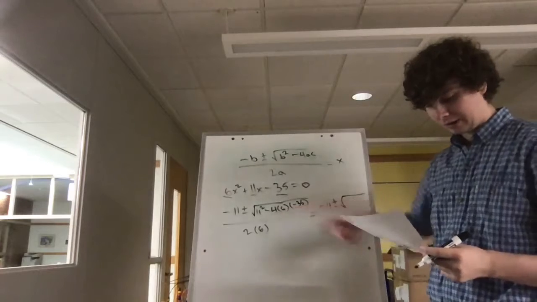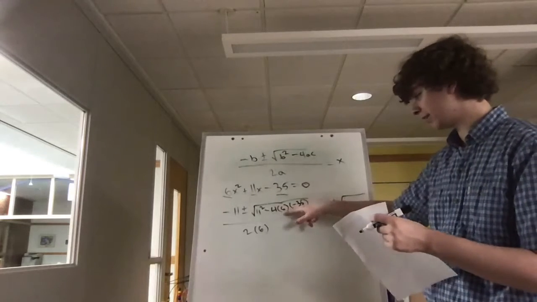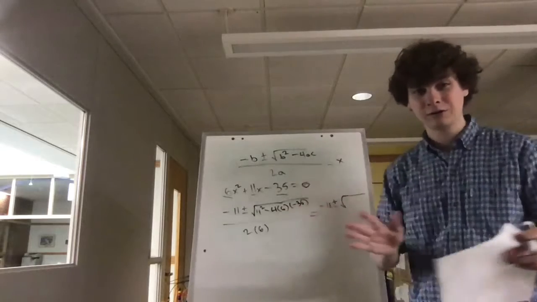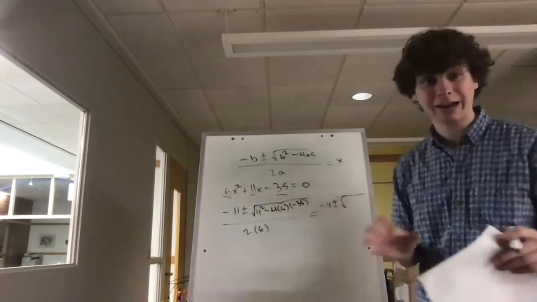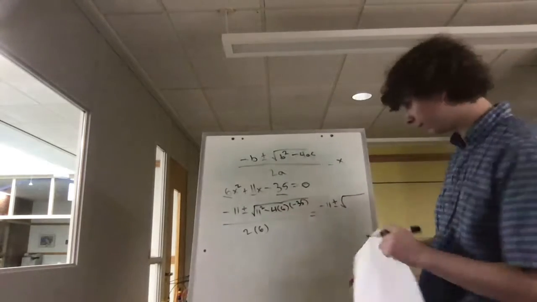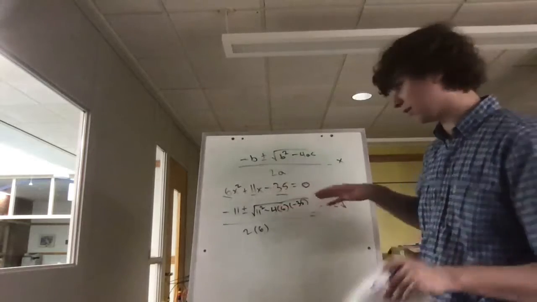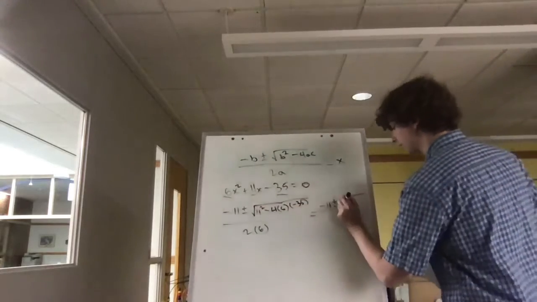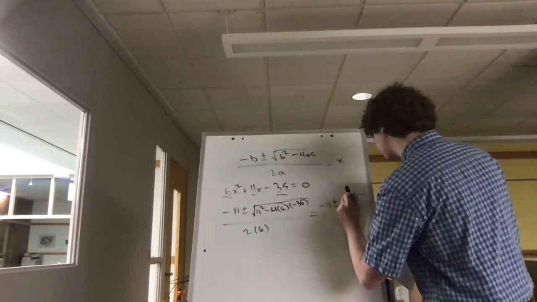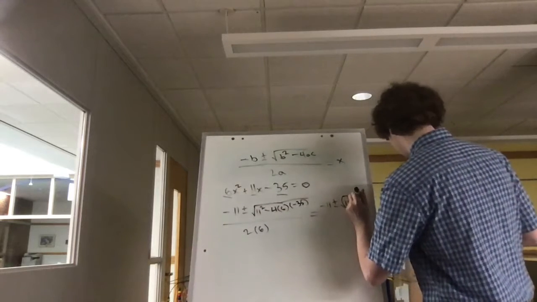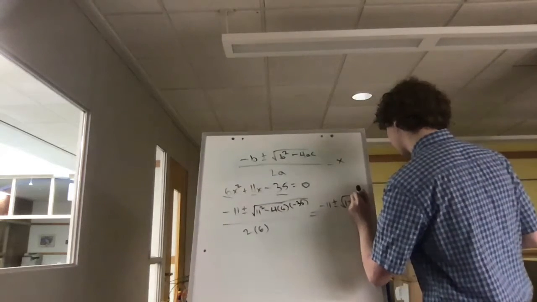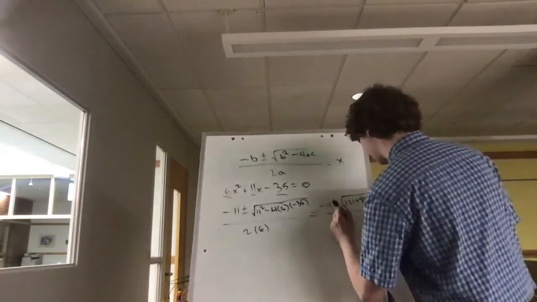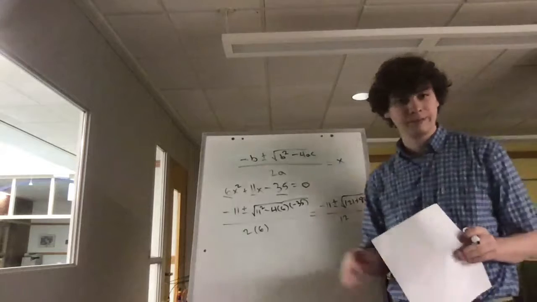So let's see, negative 4 times 6 times negative 35 is 840. Now, if you don't know that off the top of your head, that's fine. I actually used my calculator before this to figure that out. So it's okay to use your calculator here. 11 squared is 121. So inside the square root now, we have 121 plus 840. And then 2 times 6 is 12. Hopefully that makes sense so far.